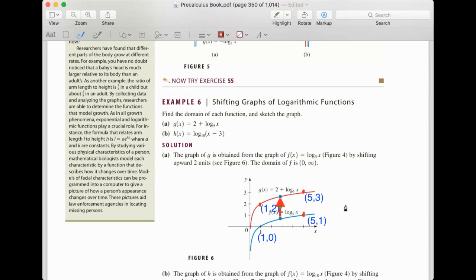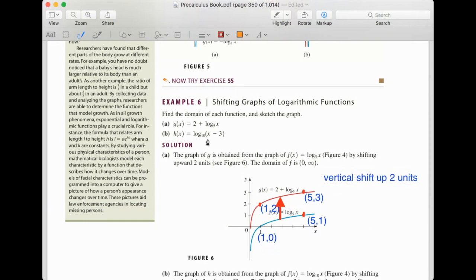So this is a vertical shift. The first one is a vertical shift. Vertical shift up 2 units. So that's the first one, A.